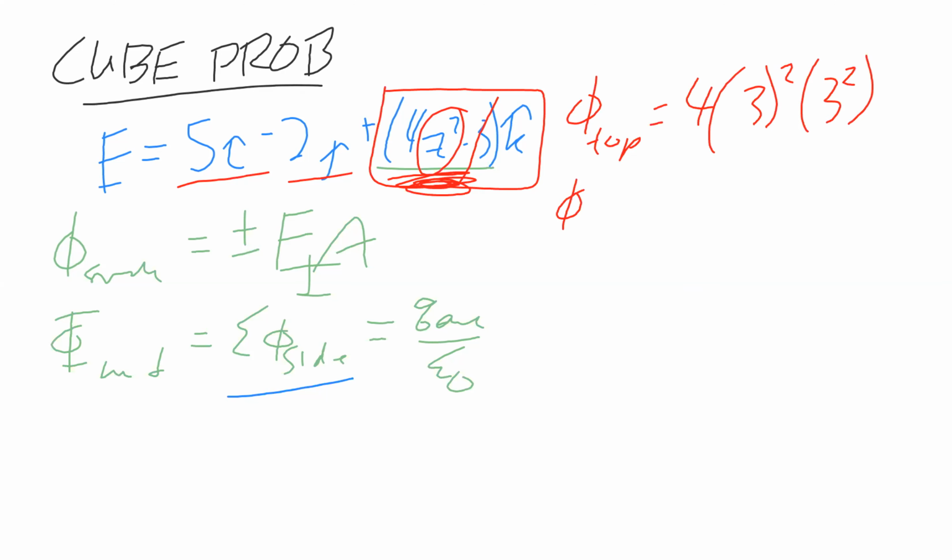And then my flux through the bottom is 4 times 0 squared times the area, which is 3 squared. And so, of course, this is just going to be equal to 0. And so my total flux then is just this value.